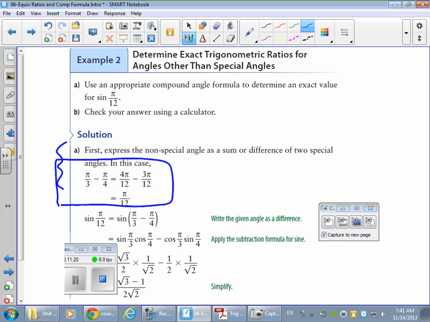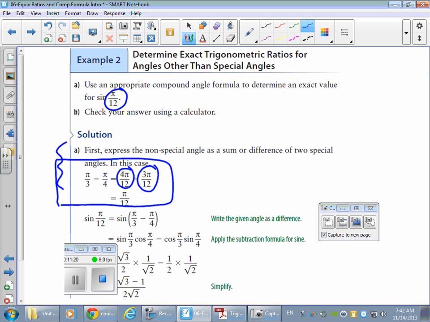Essentially, what we want to do is rewrite an angle like pi over 12, for which we don't know any information, in terms of angles that we do. So you'll sort of have to try and play with it a little bit and recognize that pi over 12 is the same as 4 pi over 12 minus 3 pi over 12. This is one of those fractions that we know, pi over 3. This is one of those fractions we know, pi over 4.